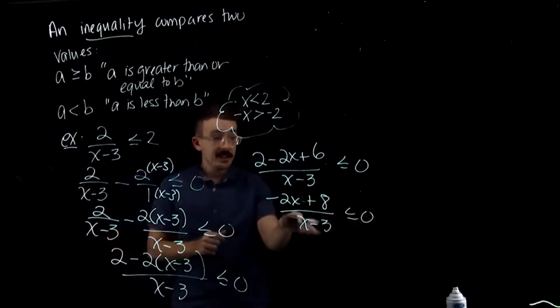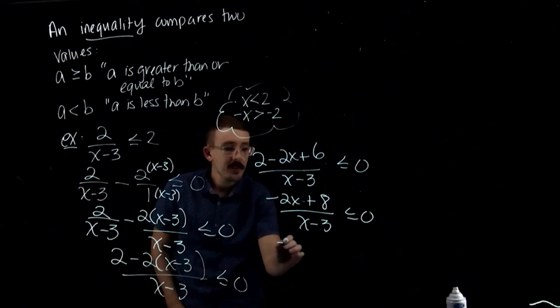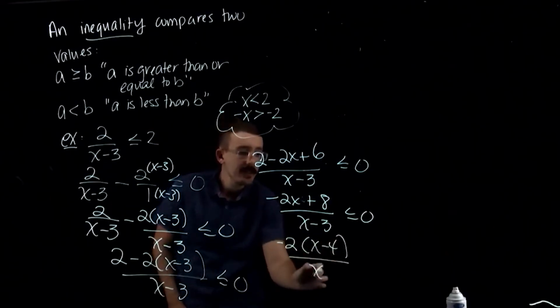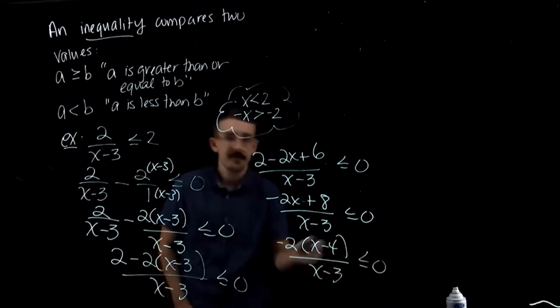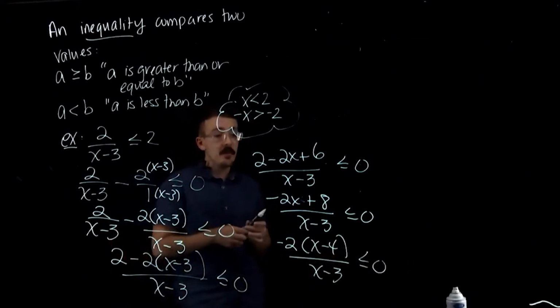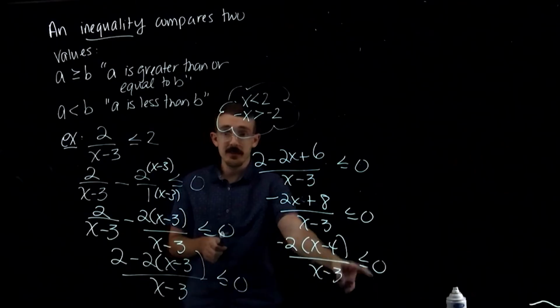Now I'm going to factor. So I'm going to factor the numerator, and I'll factor out the -2 as well. So we'll get -2 times x minus 4 over x minus 3 is less than or equal to 0. And what we need to do from here is figure out when this quantity on the left is less than or equal to 0.